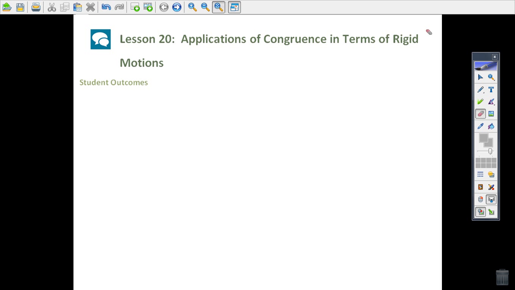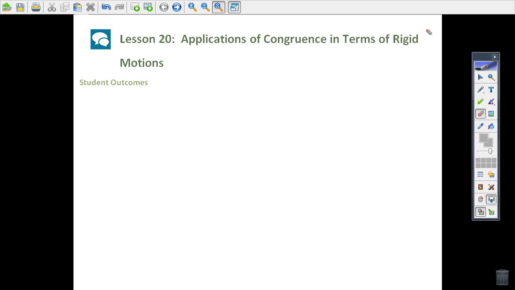Talk today about lesson 20, applications of congruence in terms of rigid motions. If you have your booklet, it should be handed out to you. If not, make sure those get handed out. Make sure the hander-outer is giving you the right booklet with your name on it. And we want to be on page 114 for today's lesson.